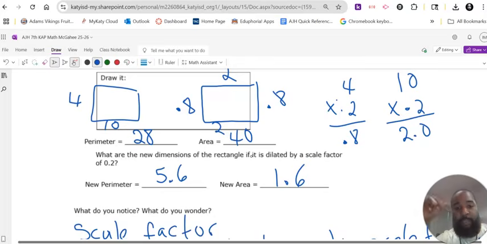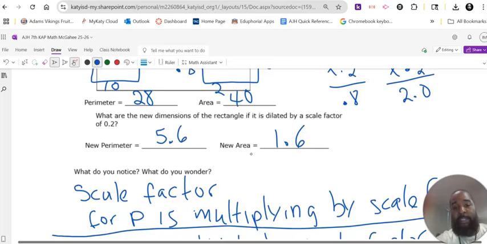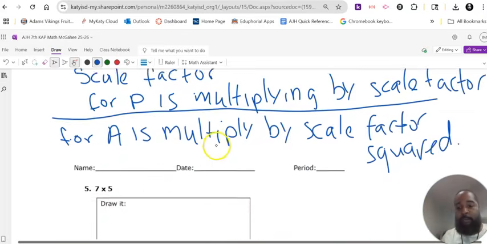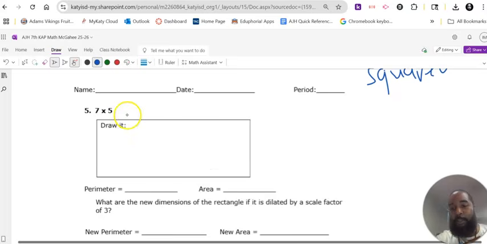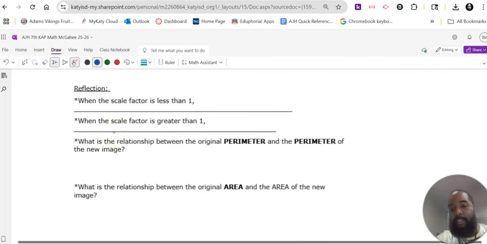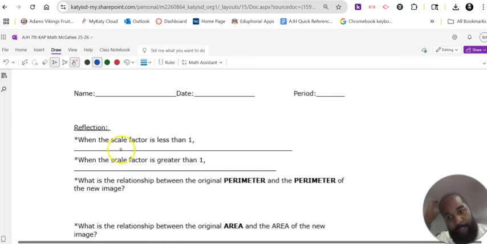But once again, if you're lost, pause, rewind, watch it again, ask your sub for help, or send a message to me so you can go for tutorials later. Hopefully this is helpful. And then what I want you to do is complete 5, 6, and then answer these questions here. Just a reflection.